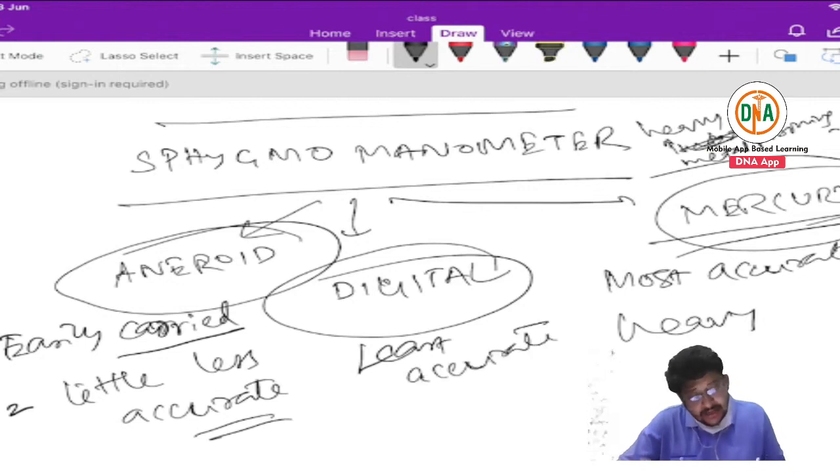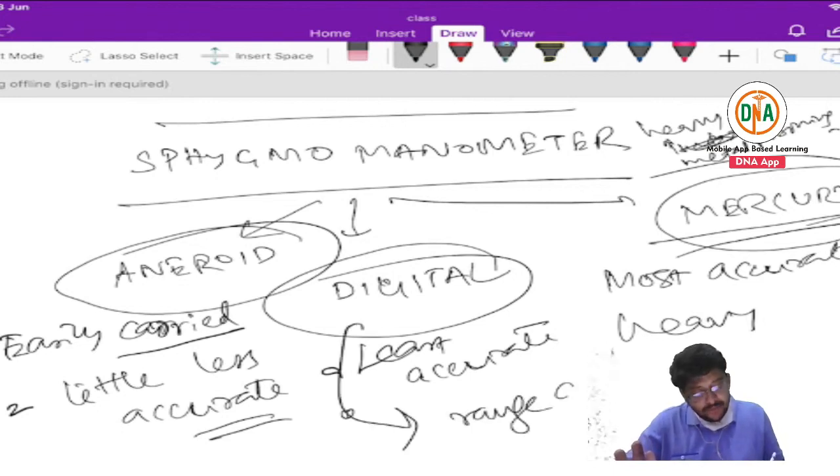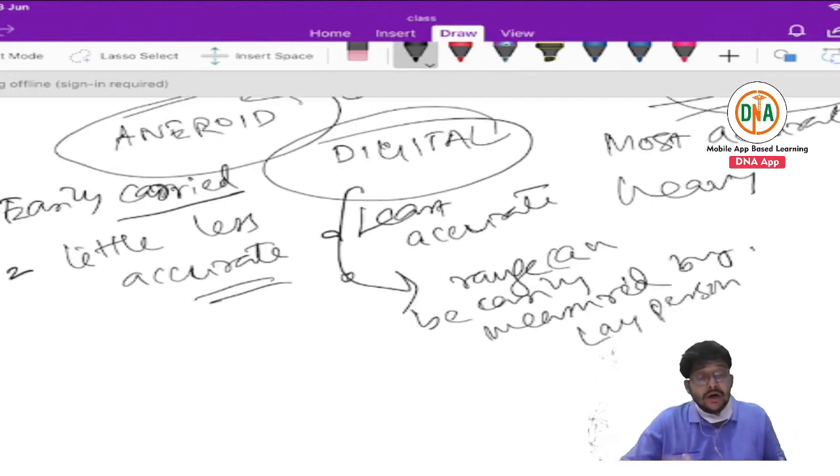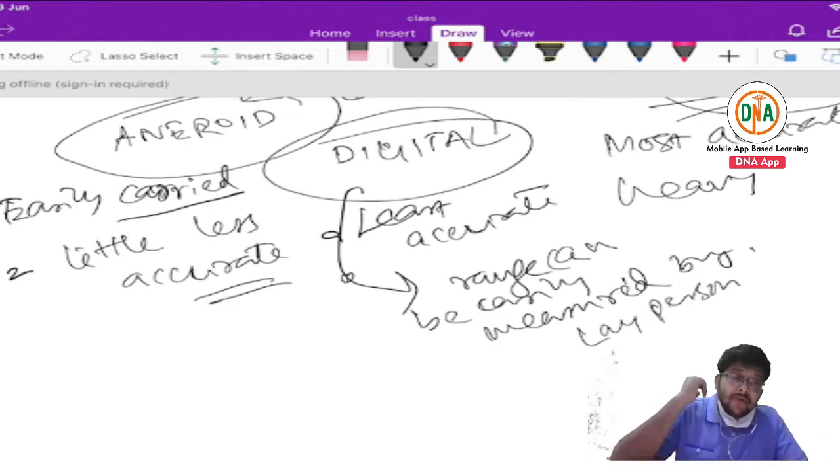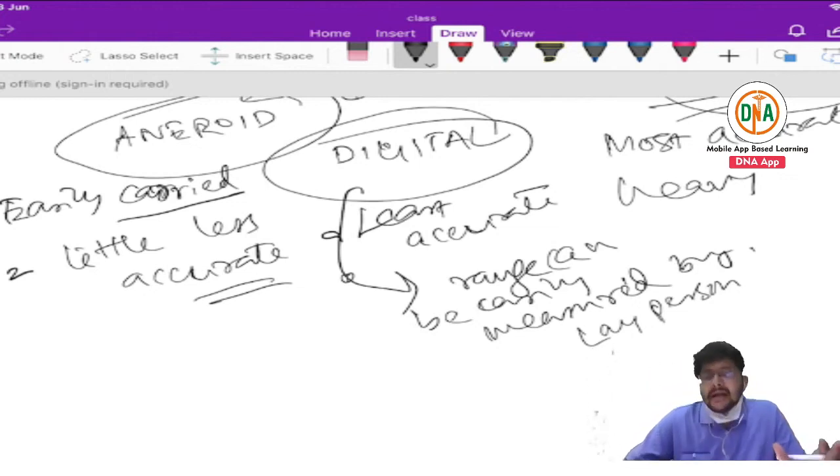Yes, it is handy. There is no chance of heavy metal poisoning and it can be carried easily. The good thing about it is that a range of BP can be easily measured by a lay person. This is very important. A lay person who doesn't know how to measure BP can give you a value, or even a patient himself or herself can get his own value recorded. It will not be that accurate, but still it can show you a certain range.